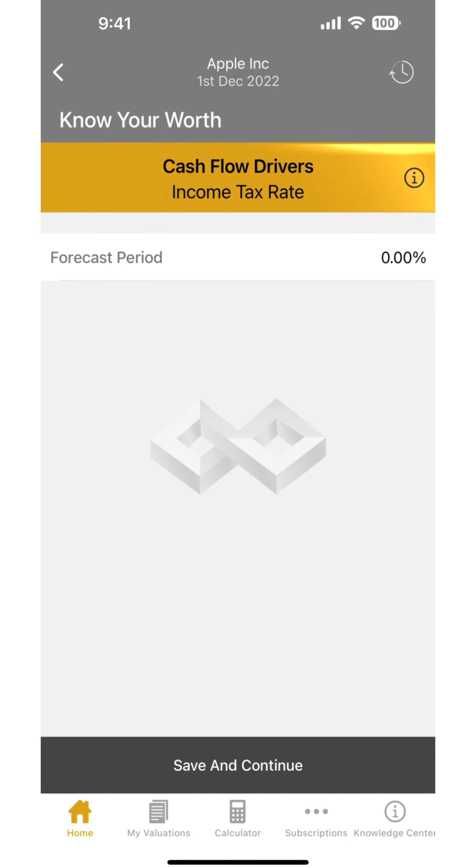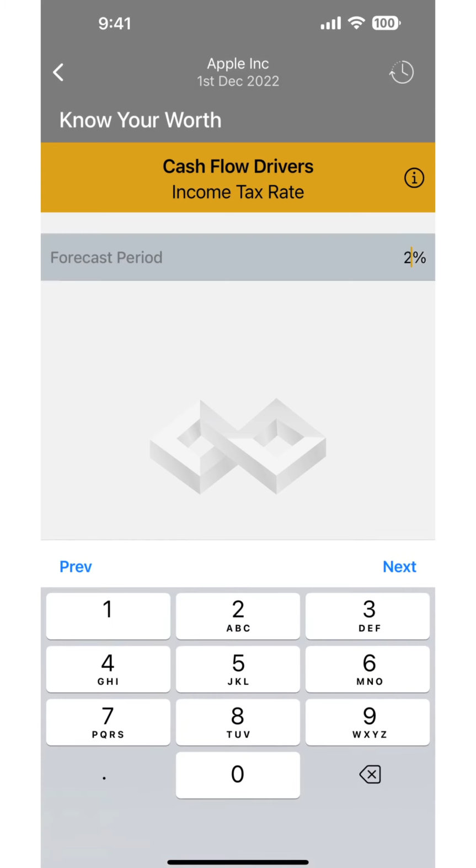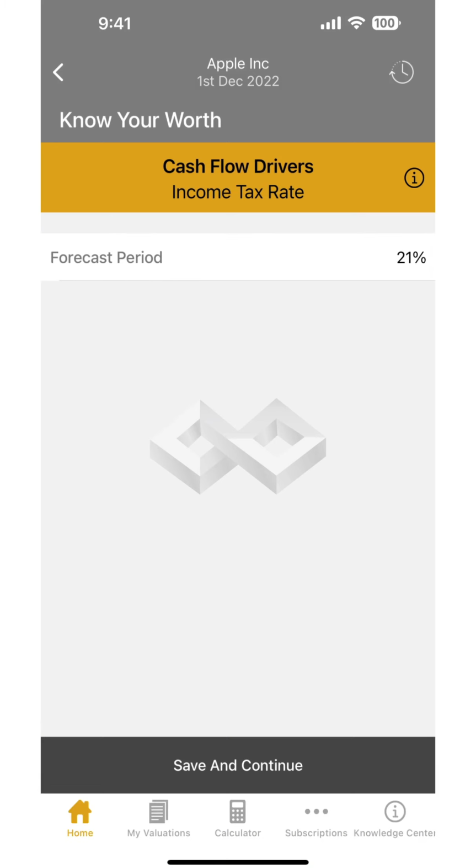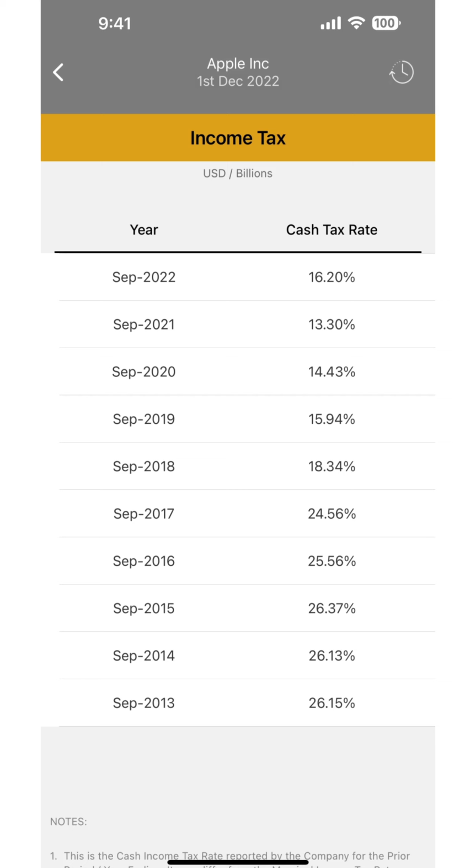The marginal income tax rate is ideally entered for the forecast period, assuming the tax rate is expected to stabilize to this rate on an average in the long term. For Apple, we have taken this as 21%. Users can refer to history icon on top right corner of the screen to view the cash income tax rate history for Apple.